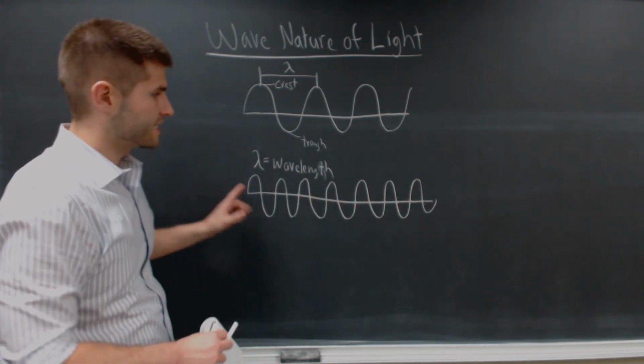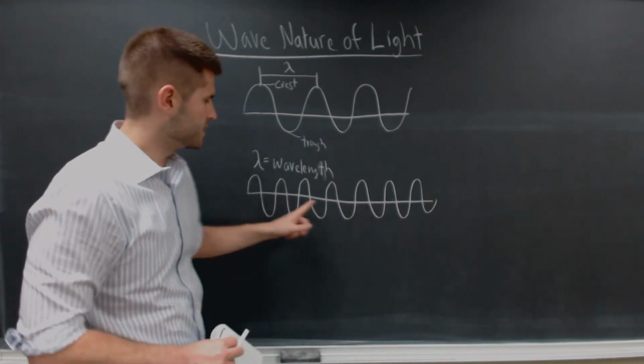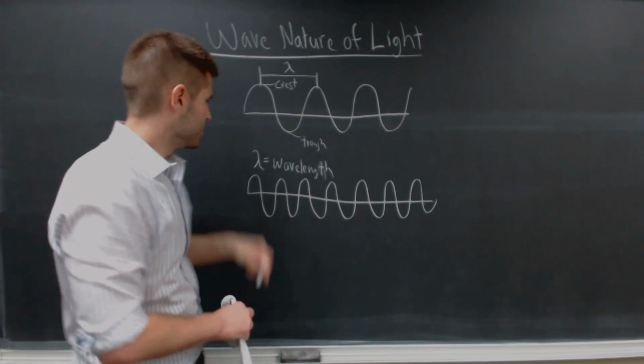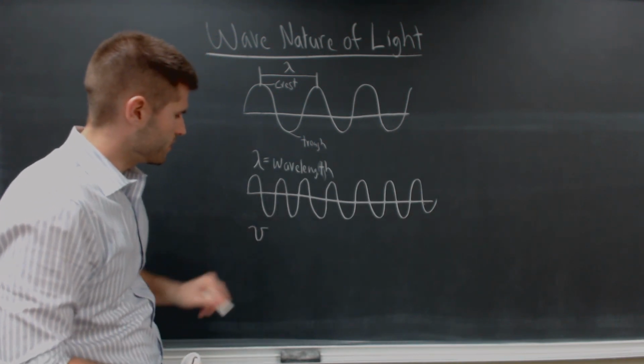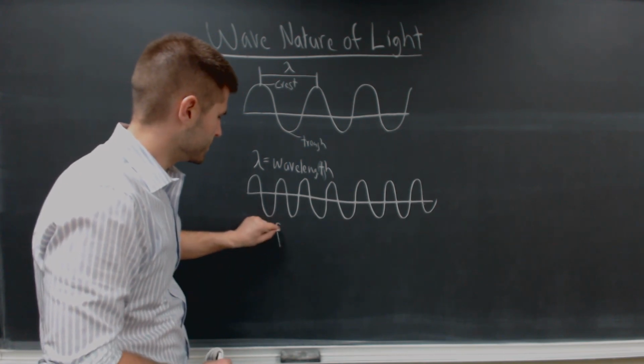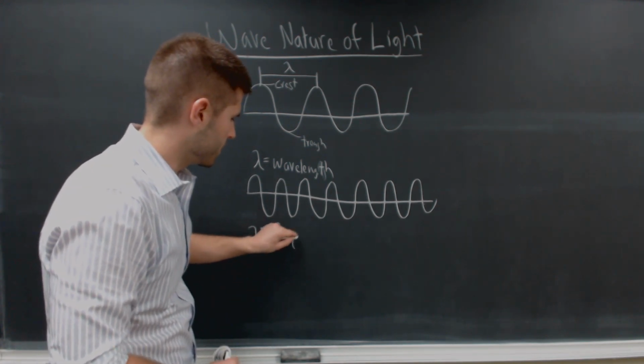So our frequency has now increased. We have a greater frequency here because there are more crests for a given time frame. That is given by nu. That's a script v, and that is called the frequency.